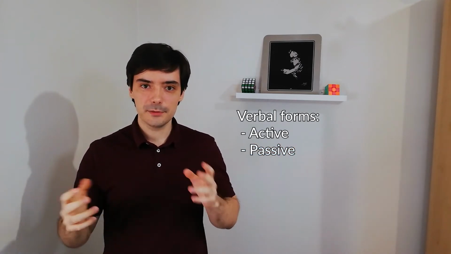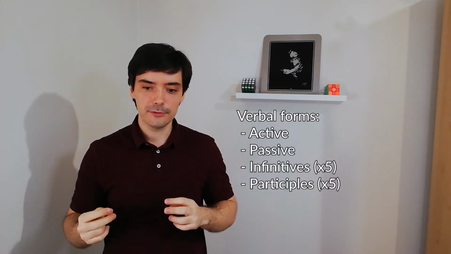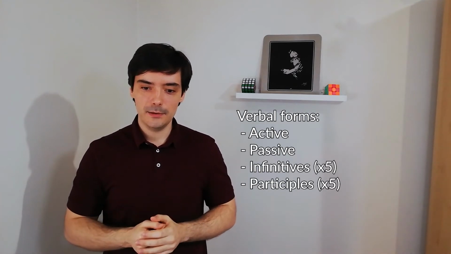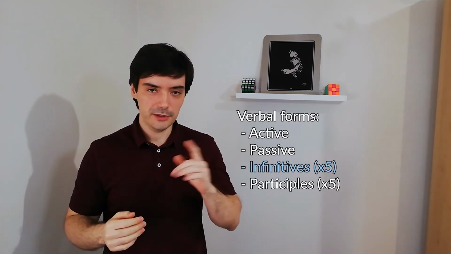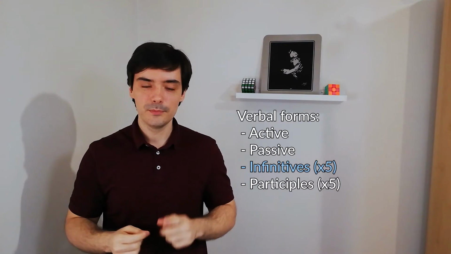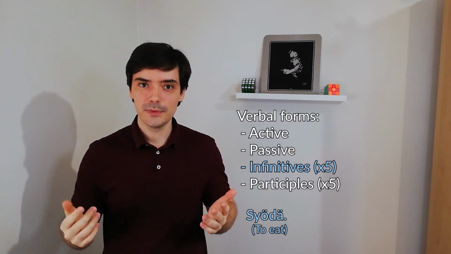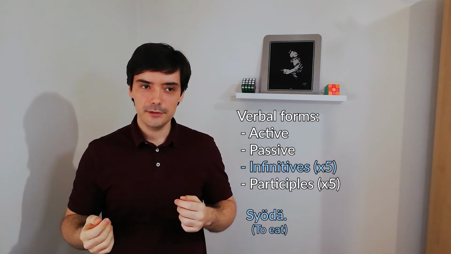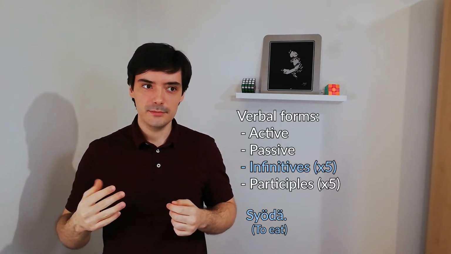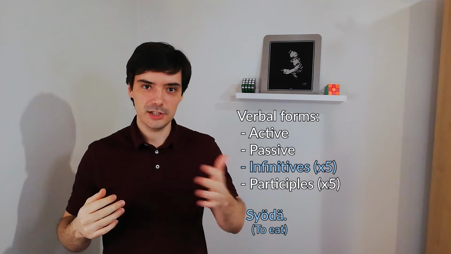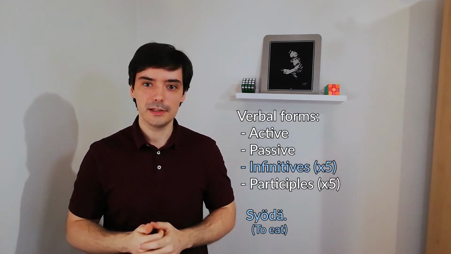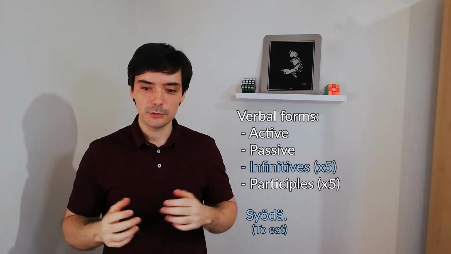But besides active and passive voice, there are 2 other important forms of verb conjugation, and those are the infinitives, which in Finnish there are actually 5 of them. One of them is just the neutral form of the verb, like for instance syödä, which means to eat. In this form, the verb does not imply that a change has happened or that it will happen at any time. It's just in its neutral form, if you will.